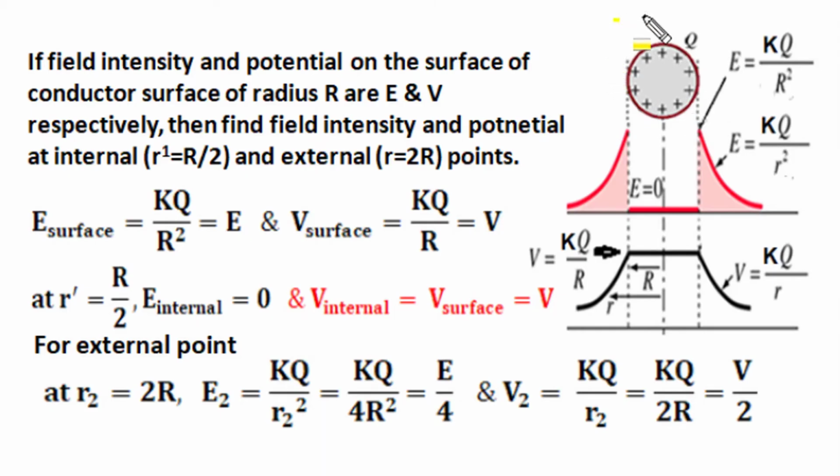We have a charged conductive sphere of radius R, with an amount of charge capital Q uniformly distributed over the surface. If the electric field strength on the surface of this sphere, given by kQ/R², is E, and the potential on the surface, given by kQ/R, is V, then we have to find the electric field intensity and potential at an internal position at a distance half of the radius, and at an external position equal to 2R, 2 times the radius of the sphere. Both distances are considered from the center of the sphere.